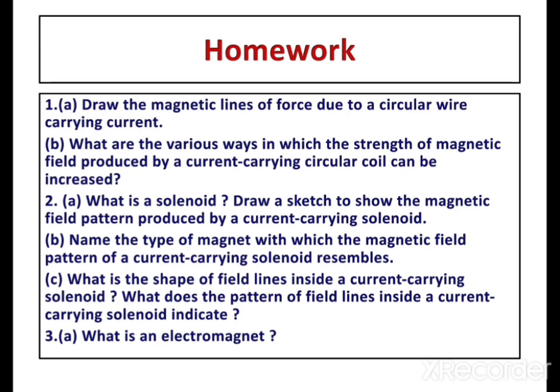In B question, name the type of magnet with which the magnetic field pattern of a current carrying solenoid resembles. C question, what is the shape of field lines inside a current carrying solenoid? What does the pattern of field lines inside a current carrying solenoid indicate? The third question, what is an electromagnet?